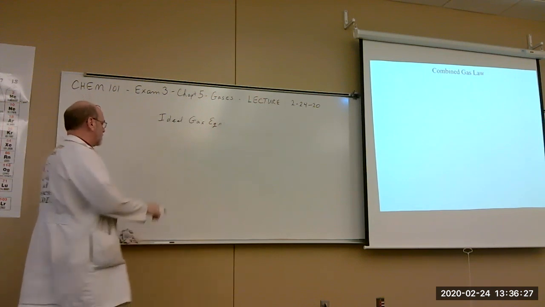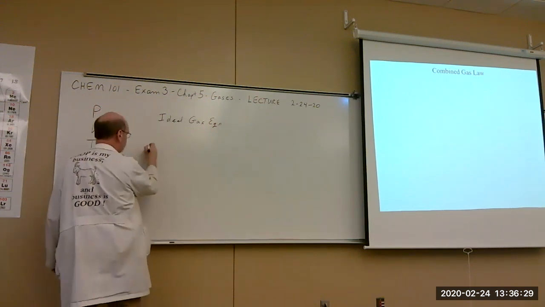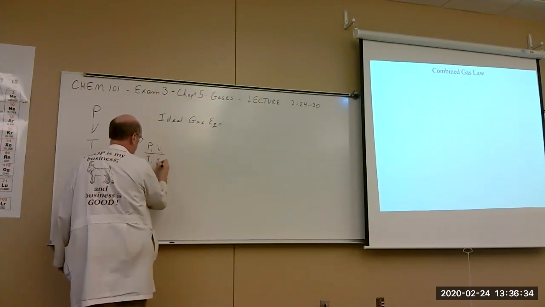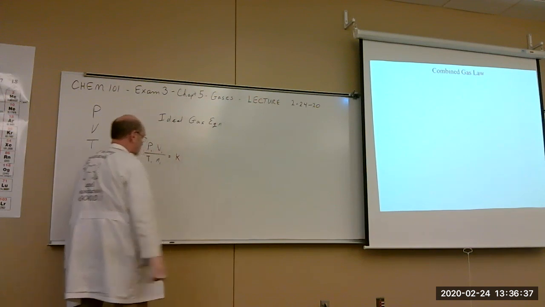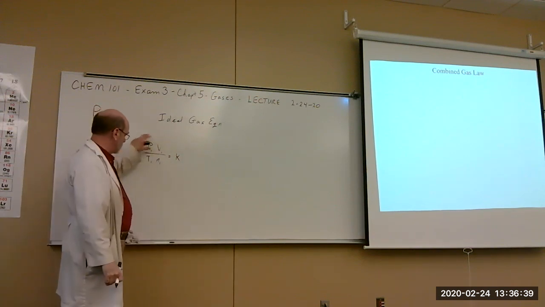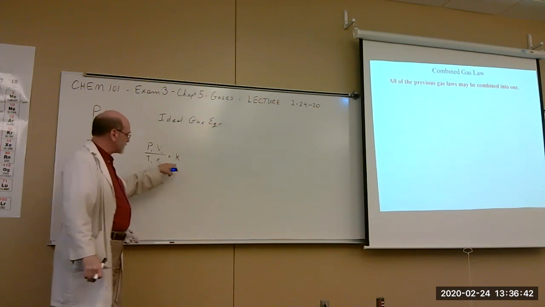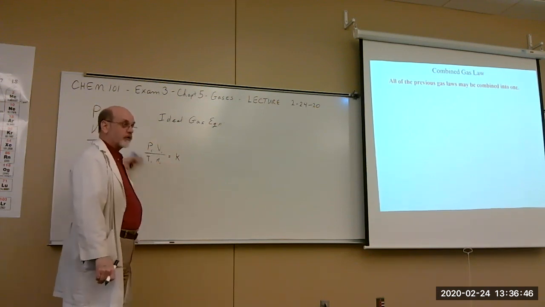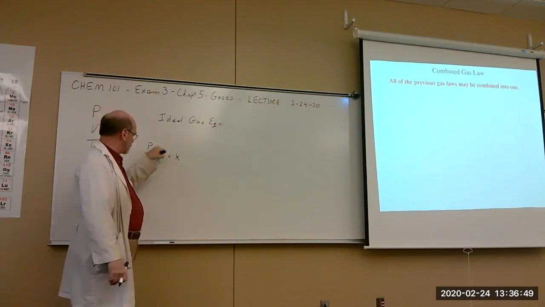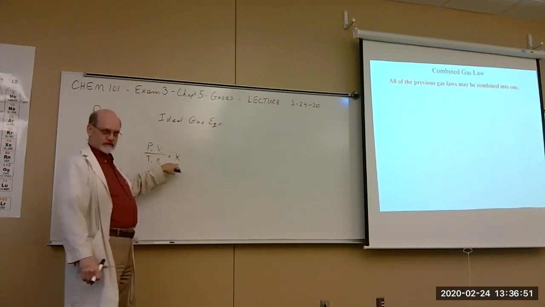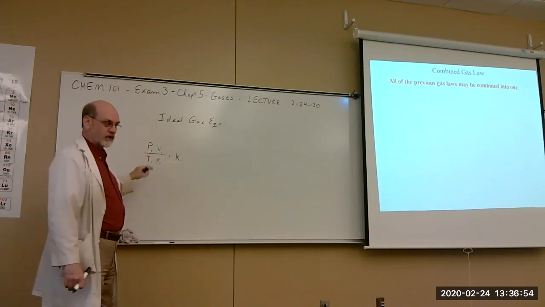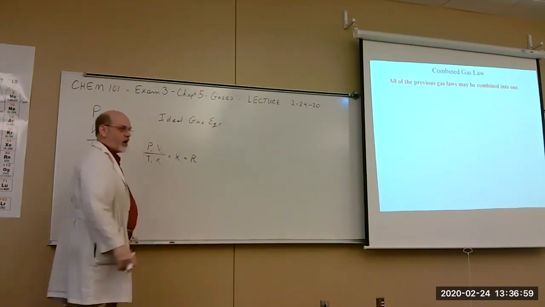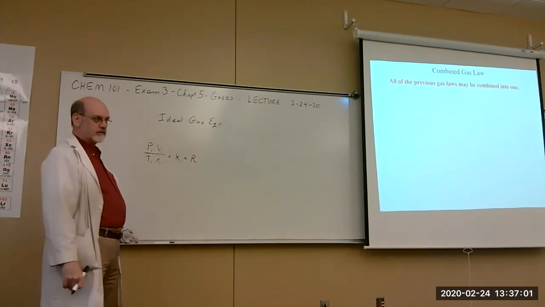And what we do is we take the combined law, P1 V1 over T1 N1. That's going to be equal to a constant, right? Because each one of these is related to one another by a constant. This constant is the combination of constants for all of them, right? So you can't derive this from any one of these. It's a new constant, okay? It's a special constant. In fact, give it an R. R is the universal gas constant.